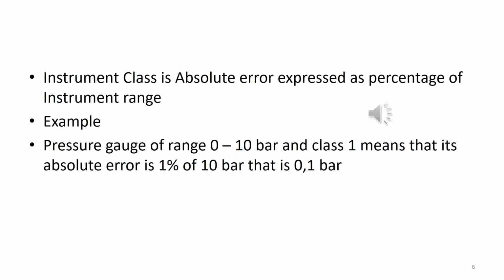Instrument class is absolute error expressed as percentage of instrument range. Example: a pressure gauge of range 0 to 10 bar and class 1 means that its absolute error is 1% of 10 bar, that is 0,1 bar.